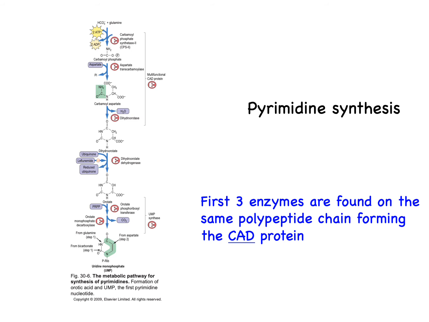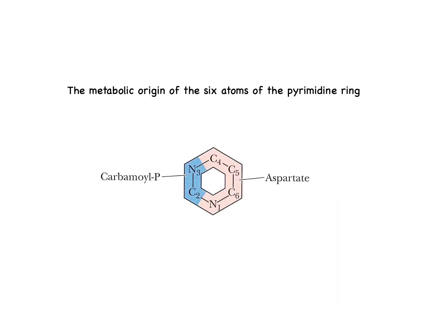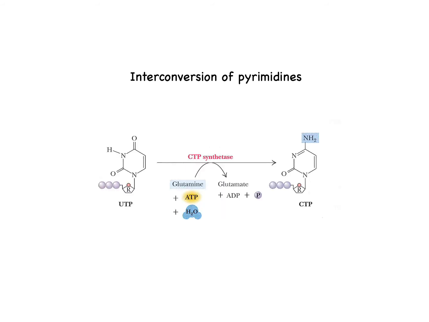Turns out the last two steps in the pathway are also together on another polypeptide. So unlike purines, which are made up from a number of different molecules, the pyrimidines are much simpler, where we just take a molecule of aspartate, add in a carbon and nitrogen from carbamyl phosphate, and make the six-membered ring. Once we have that, they can be interconverted, so you can convert one to the other.